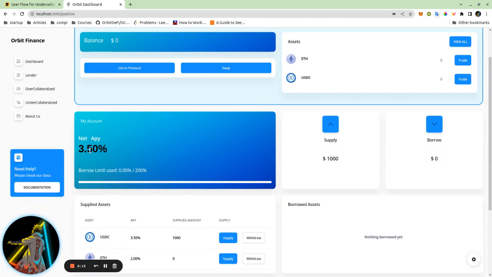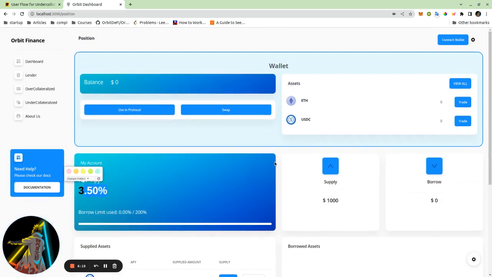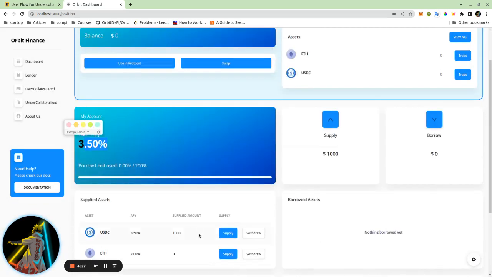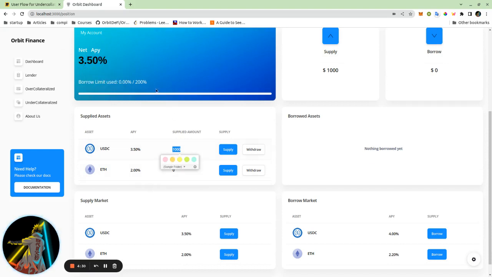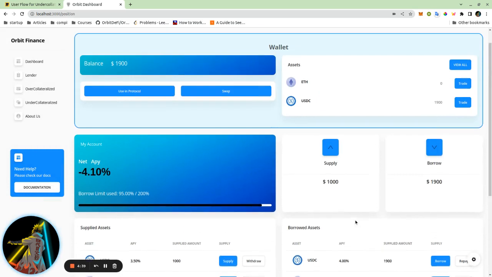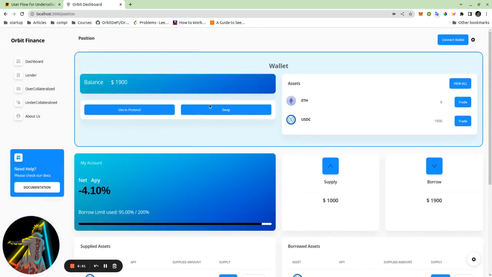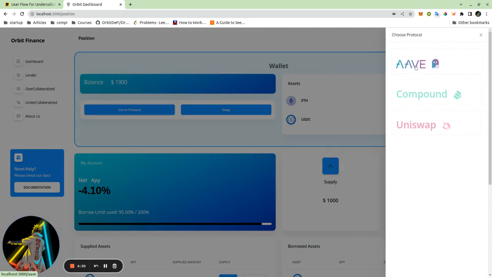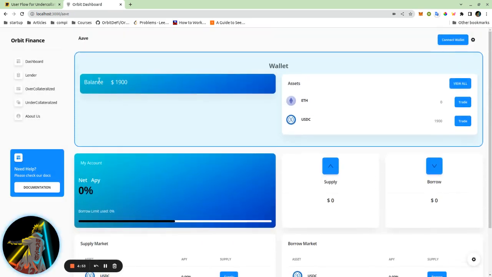His net APY is also shown over here. And now let's try to borrow some assets. As I said, in the under collateralized market, the borrower can go up to 2x for the demo's purpose. So let's try to borrow like 1900 USDC. These USDC, as I said, will be inside the user's wallet, and the user can use this wallet's funds in other protocols. So let's try to use this in Aave. I have 1900 USDC over here.